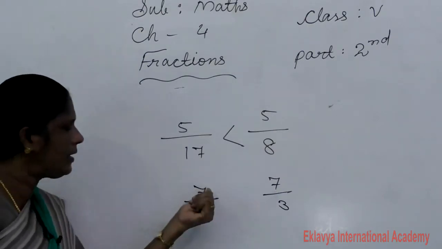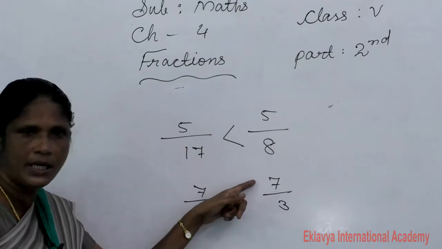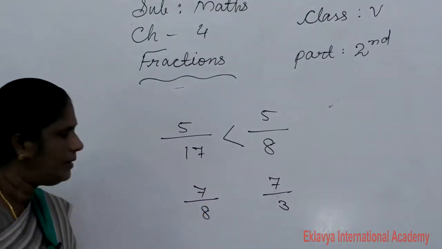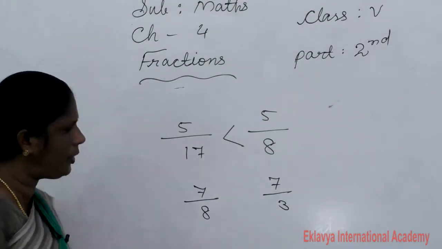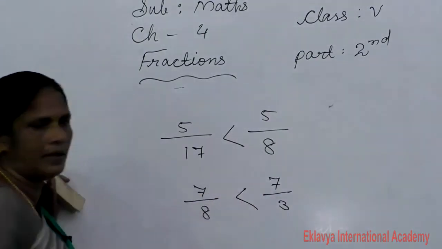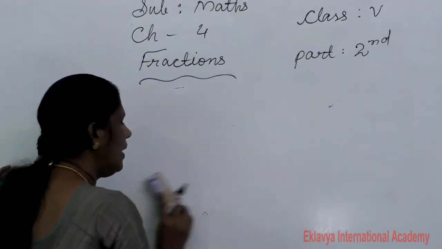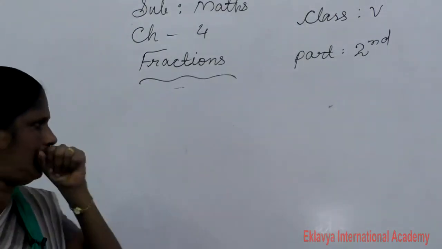Here the numerators are same. Which fraction is greater here? 7 upon 3. 7 upon 3 is greater. Understand? Next, when the numerator and denominators are different.